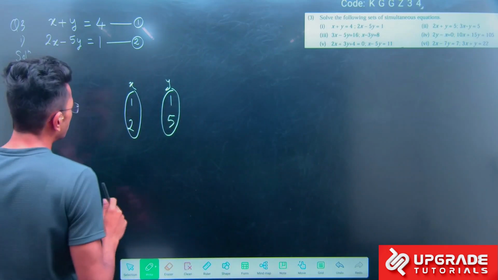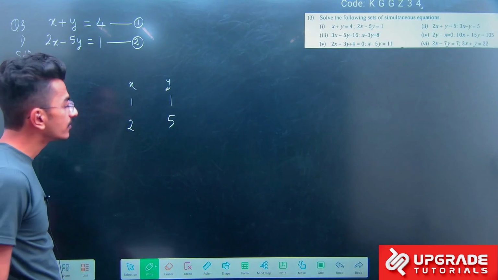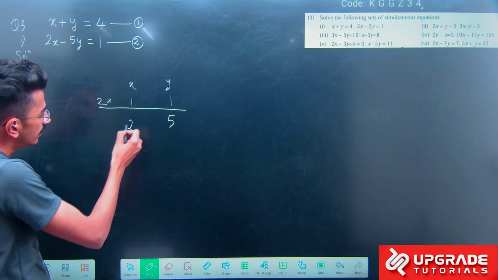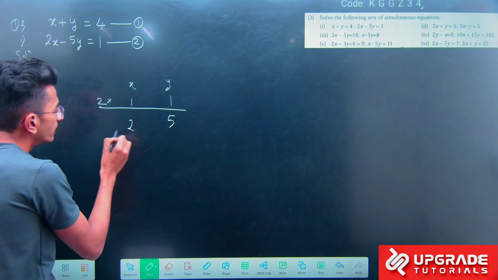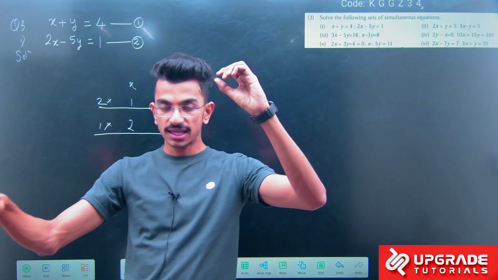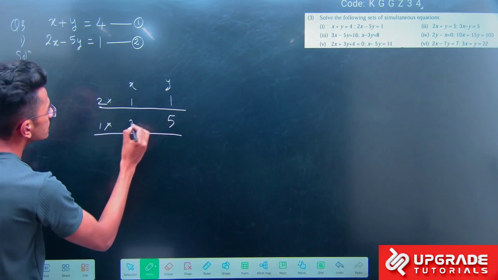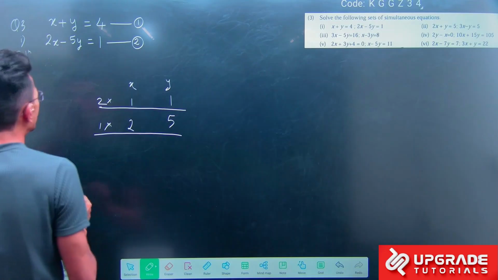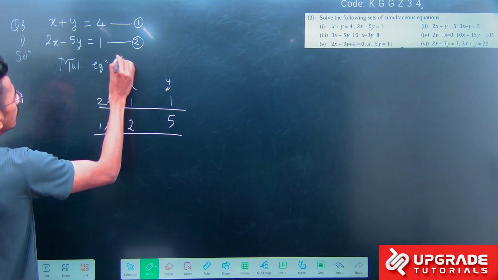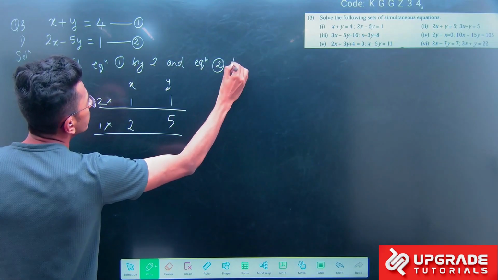Any one variable, just keep in mind. Now, if I want to make the coefficient of x equal, what should I do? Multiply this equation by 2. We will multiply this equation by 2, and multiply this equation by this value. We multiply the lower equation by the upper value and the upper equation by the lower value. You have to multiply the above equation by this number and the below equation by this number. So therefore, for multiplying, I will write: equation number 1 by 2 and equation number 2 by 1.